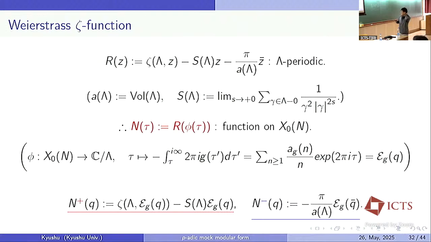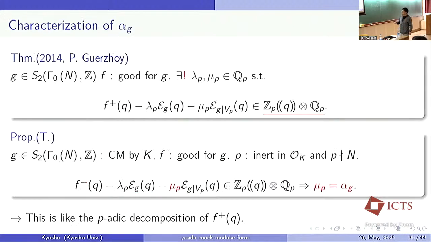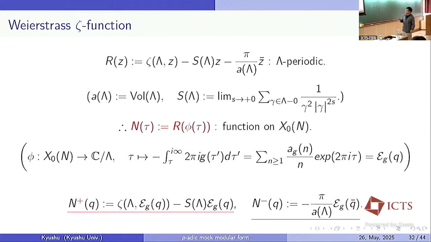Therefore, it is enough to investigate the p-adic decomposition of F plus Q. However, it is not easy to investigate the p-adic properties of mock modular forms. So, therefore, we investigated the p-adic decomposition of the Weierstrass zeta function instead of mock modular forms. And next, we introduce the Weierstrass zeta function.